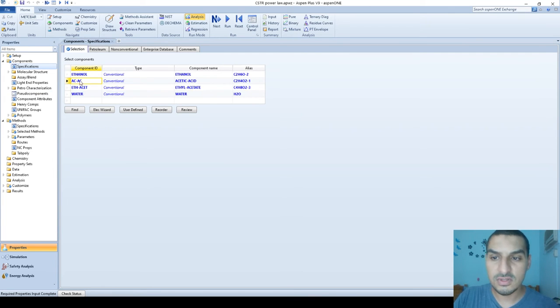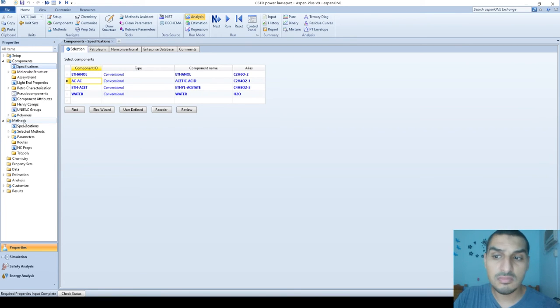So in case you need to put some spacing between the letters, you cannot put space, and you cannot put dash. Please do not put spaces, do not put underscores, do not put dots, do not put anything like that. I have all the components defined here, and it's clear that I have water, alcohol, and acetic acid, so they are all polar components.